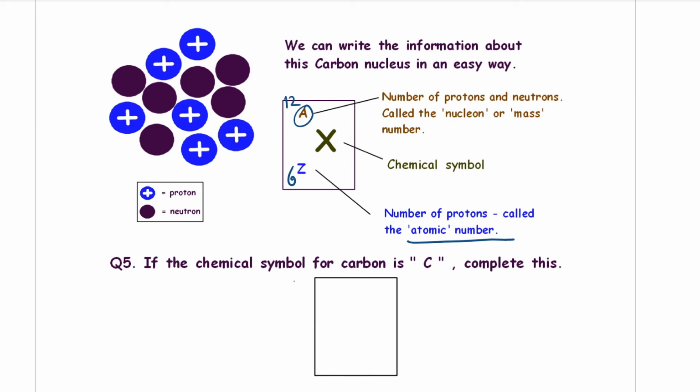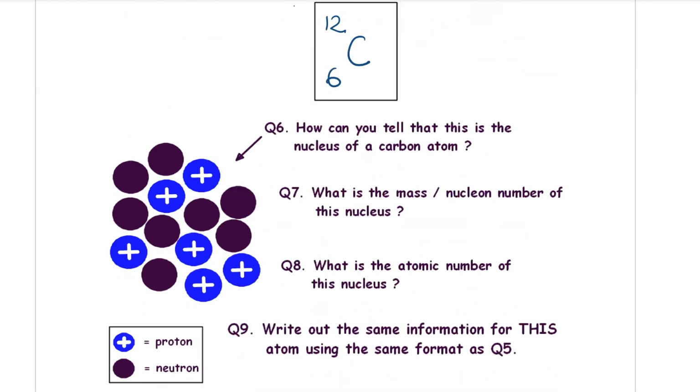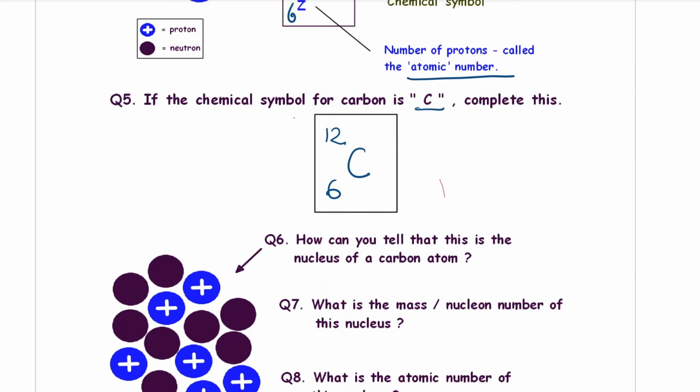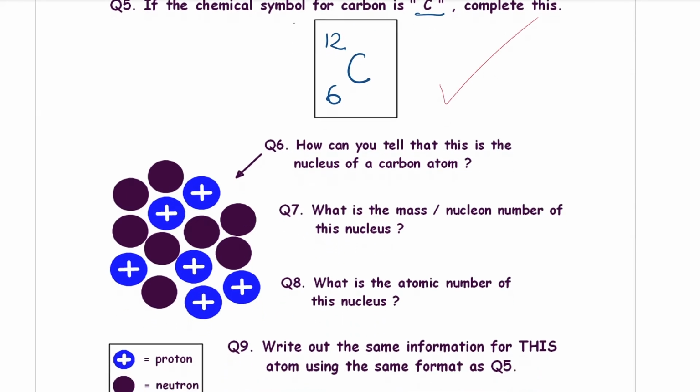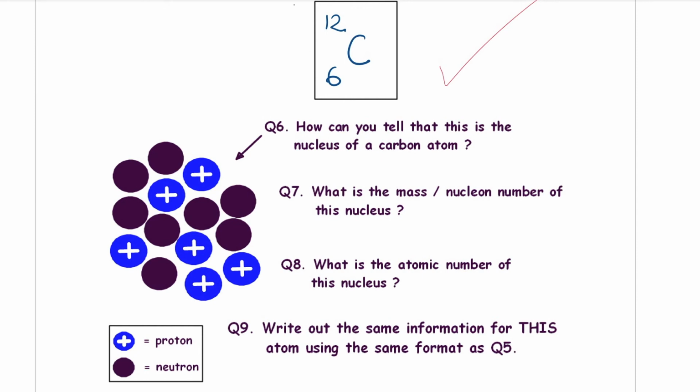If the chemical symbol for carbon is C, complete this. So you should have written down carbon-12, with 6 at the bottom and 12 at the top. How can you tell? Right, question 6. Could you mark these, please, as you're going along in a red pen, of course? How can you tell that this is the nucleus of a carbon atom? It's the number of protons that tells you which element it is. So the answer there would be, it has 6 protons. If it had 7 protons or 5 protons, it is no longer carbon, it's a different element.